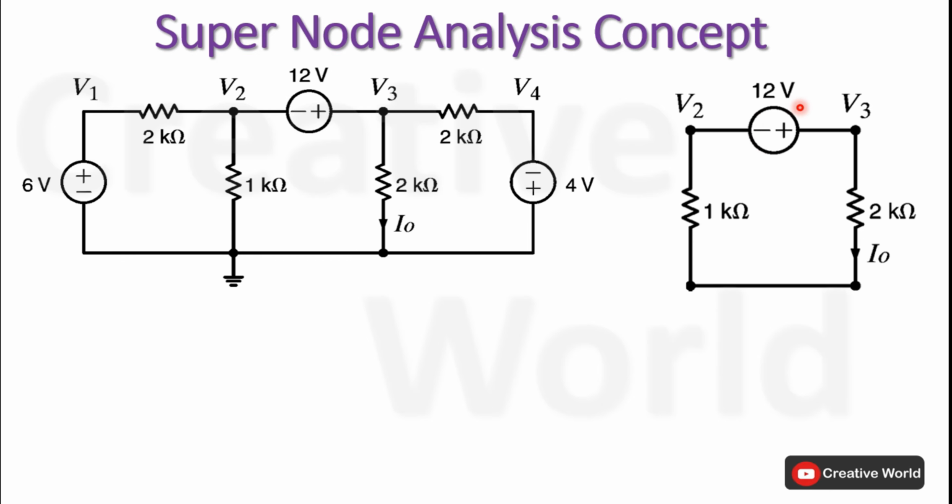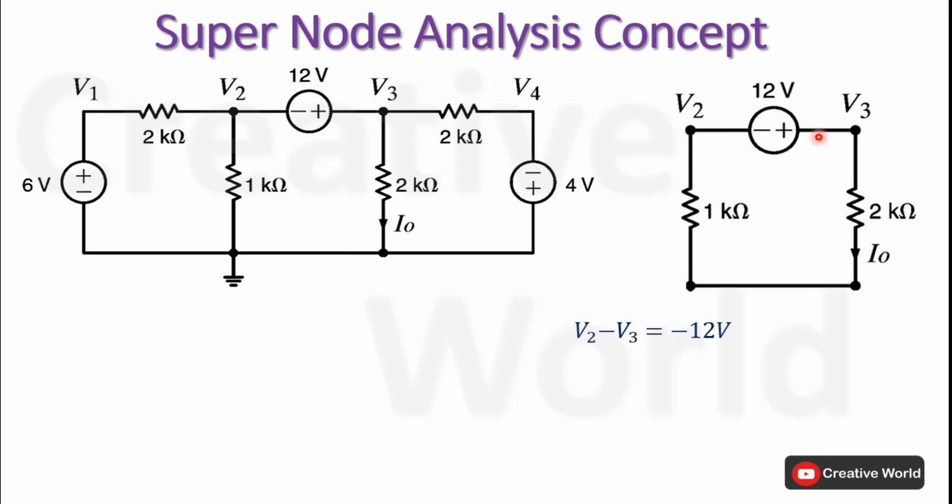Here a 12 volt source exists between two non-reference nodes. Now as we are dealing with the simple nodal analysis technique, the voltage across any element between two nodes is always equal to the difference of those two node voltages. In this case, the voltage across this voltage source is 12 volt, which indicates that the potential difference of these two node voltages is 12 volt. So we can write this statement in mathematical form: the potential difference of these two node voltages is equal to 12 volt.